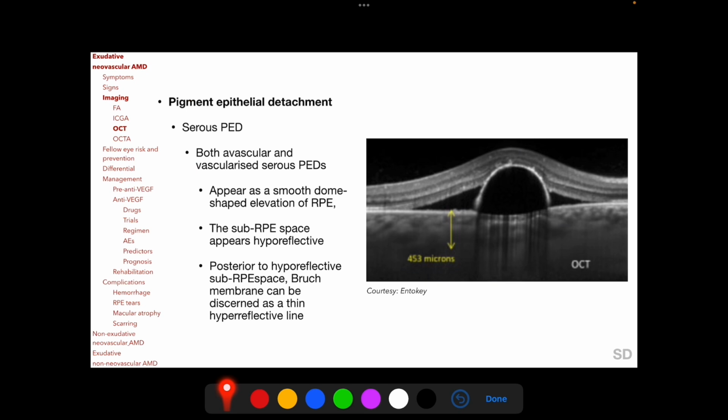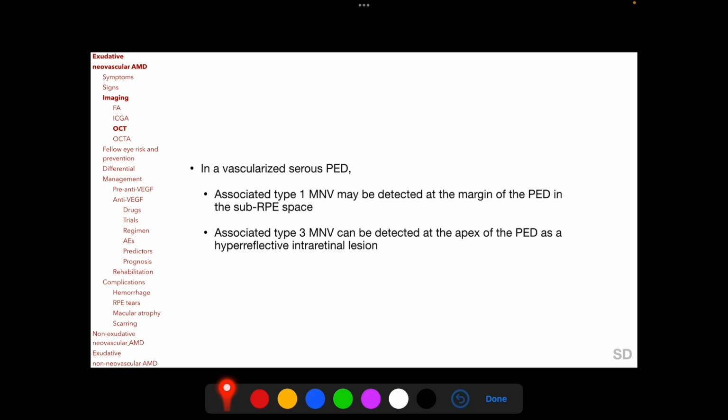On optical coherence tomography, both avascular and vascularized serous PED appear as a dome-shaped elevation of retinal pigment epithelium with a smooth contour, and the subretinal pigment epithelial space appears hyporeflective. Posterior to this hyporeflective space, the Bruch's membrane can be discerned as a thin hyperreflective line. In a vascularized serous PED, associated type 1 MNV may be detected at the margin of the PED, and associated type 3 MNV may be detected at the apex of the PED.